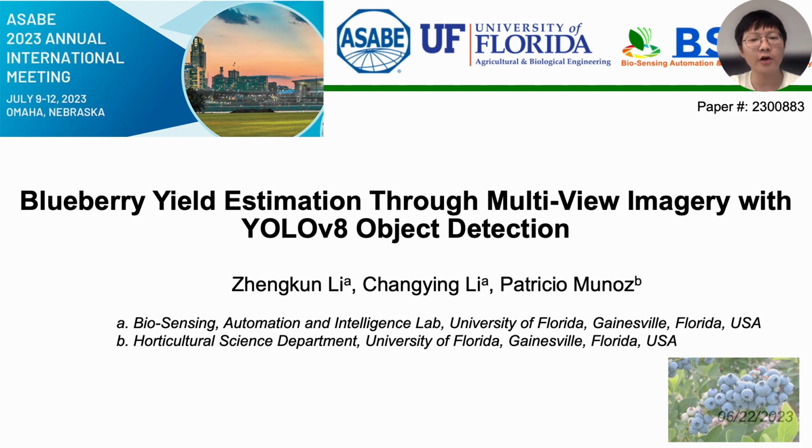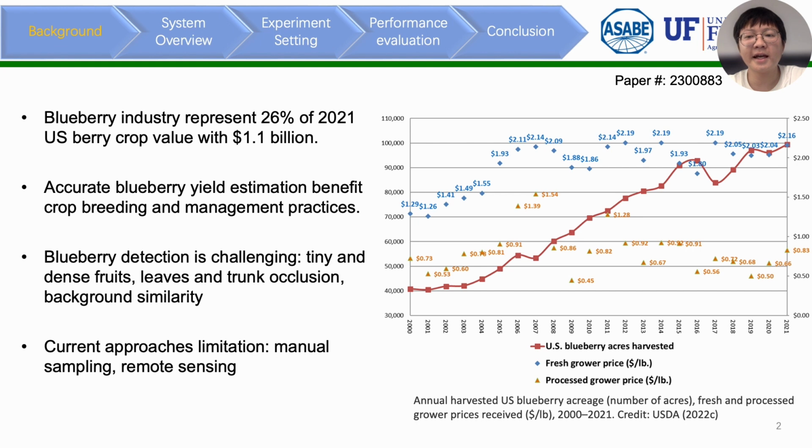Today I will present my current research, the blueberry yield estimation through multi-view imagery with YOLOv8 object detection. In the past decades, the blueberry industry in the US has been growing rapidly and creates huge commercial values. In 2021, the United States blueberry industry reached an impressive $1.1 billion. Accurate estimation of blueberry is important for crop grading and improving management practice.